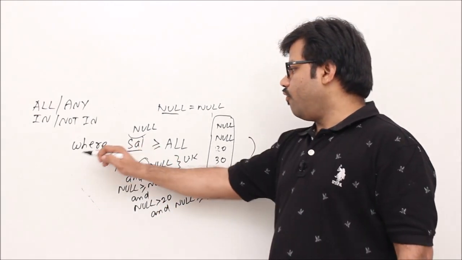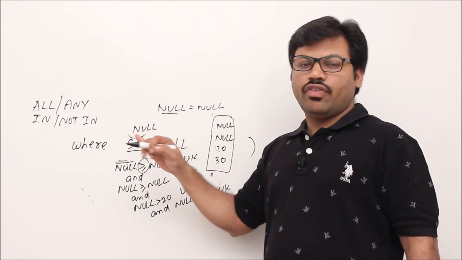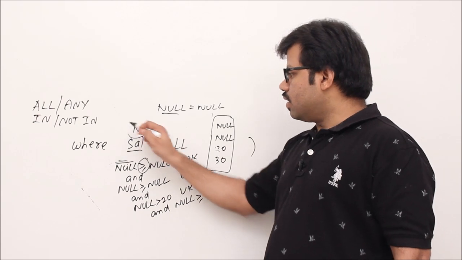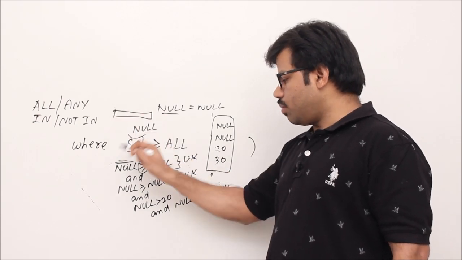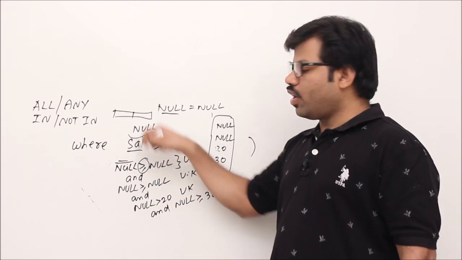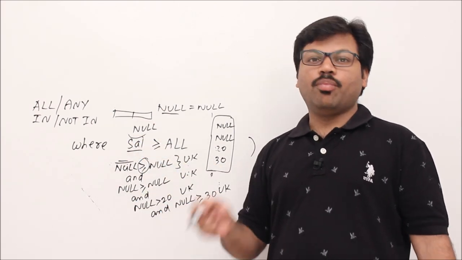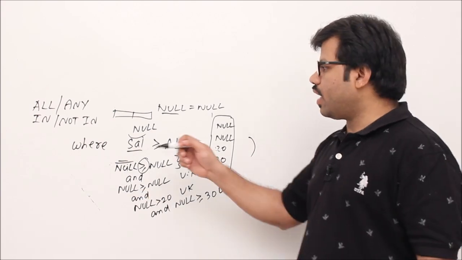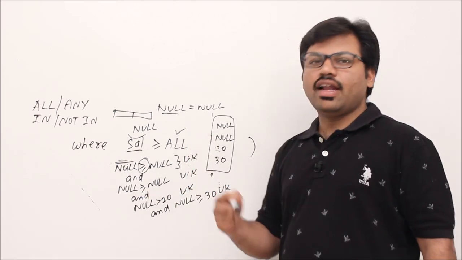So finally, where unknown, right? If it is true, then only we print. That's why such tuple with which you substituted will not be selected, because the truth value evaluated here is unknown, but I want true. That's it. In that way we can understand about all operator and null values.